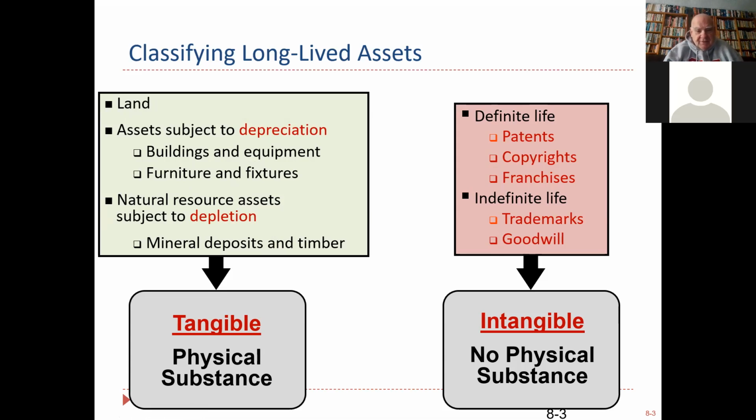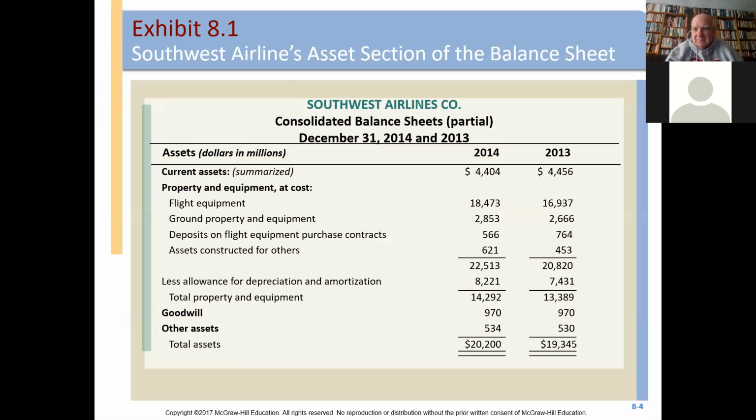And intangible assets have a definite life. Patents are 20 years, copyrights a certain amount. You don't have to memorize how many years of life these have, except perhaps for a patent, which is 20 years. They have definite life and then indefinite life, trademarks and goodwill. So I'm kind of starting off here with a couple basic things.